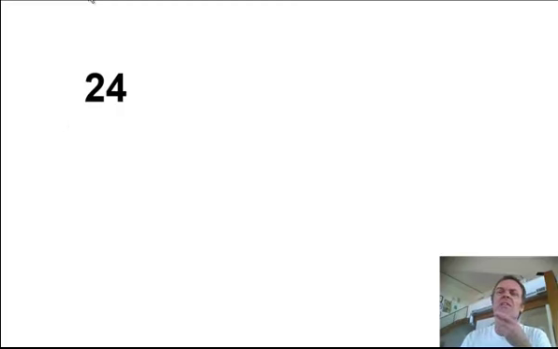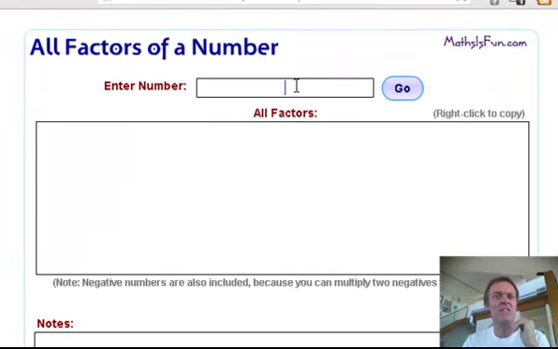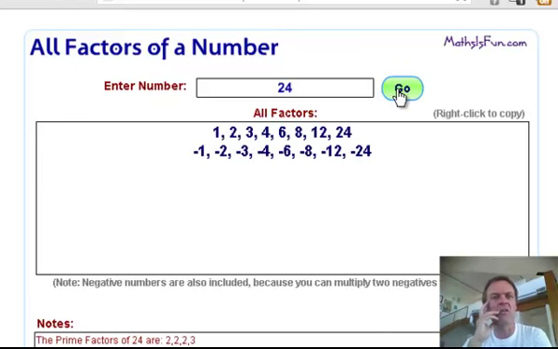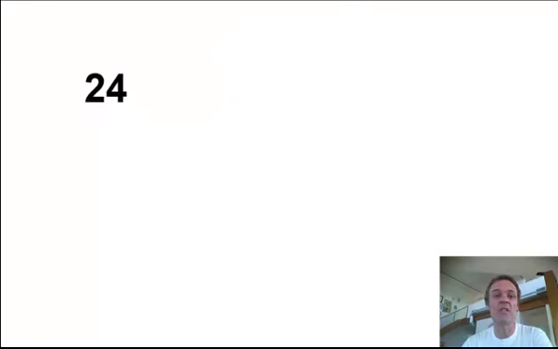Right, I'm going to ask you to give me two numbers that multiply together to make 24. Well, let's have a look at this. Here we go. Factors of 24. Right, there they all are. 1 times 24, 2 times 12, 3 times 8, 4 times 6. All these numbers make 24 when you multiply.